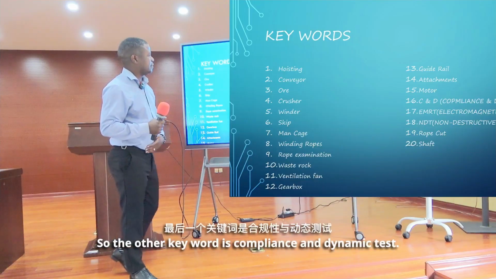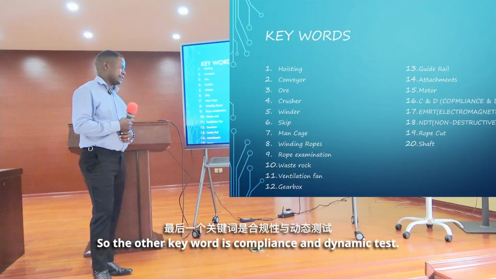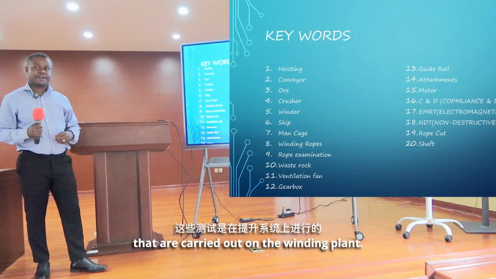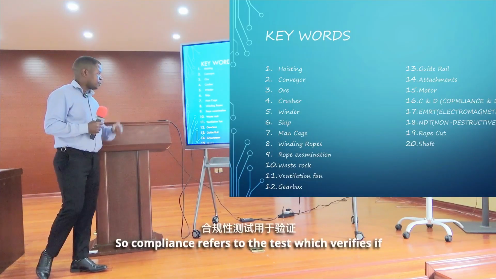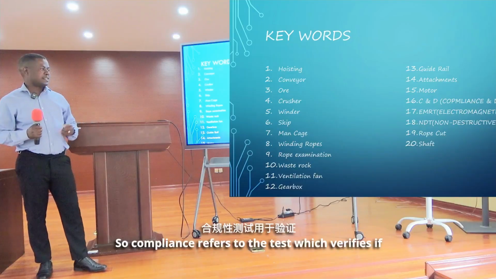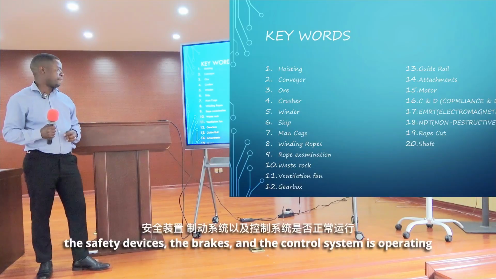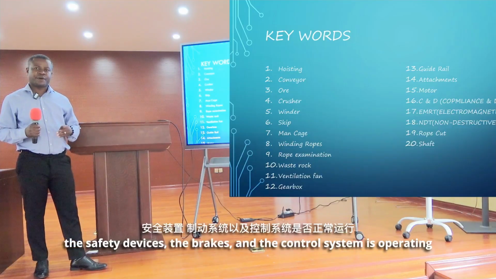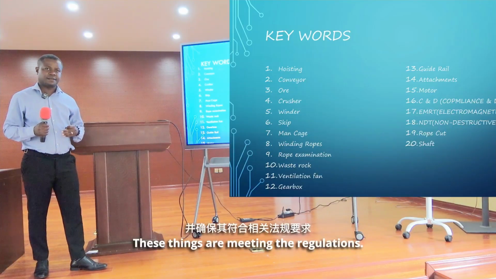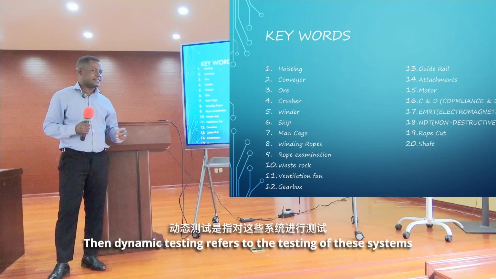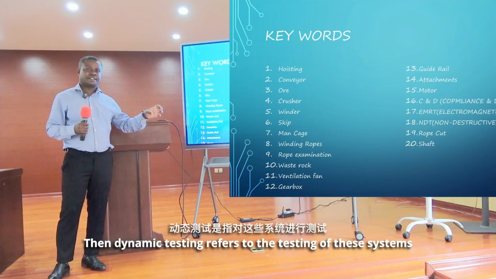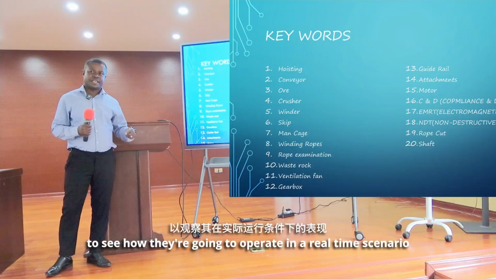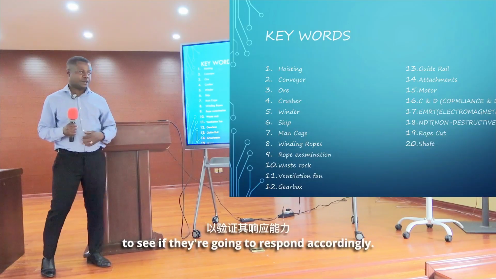The other keyword is compliance and dynamic test. Compliance and dynamic test is one of the important tests that are carried out on the winding plant. Compliance refers to the test which verifies that the safety devices, the brakes, and the control system are operating and meeting the regulations. Dynamic testing refers to testing these systems to see how they operate in a real-time scenario and whether they respond accordingly.